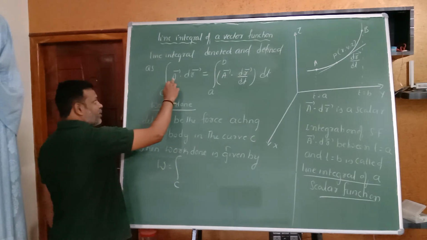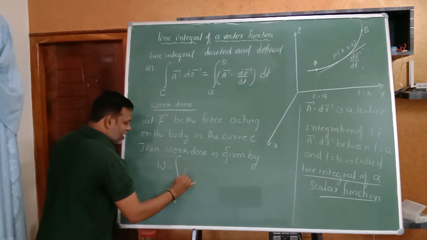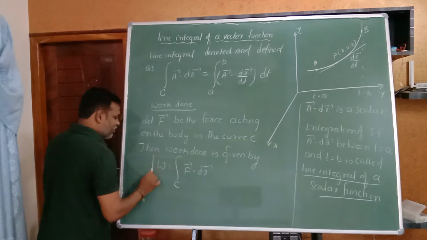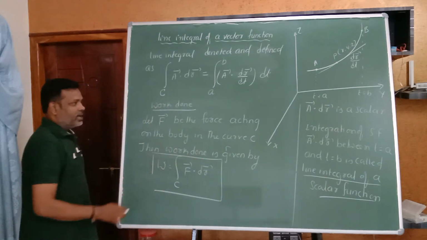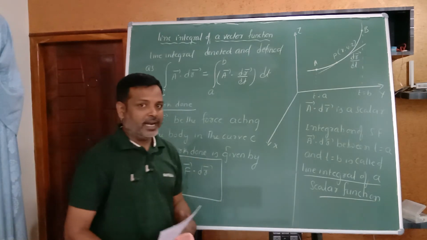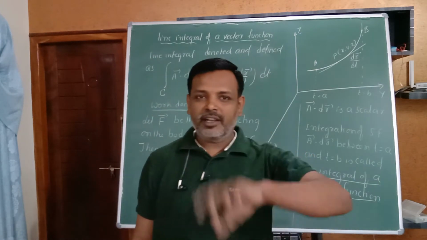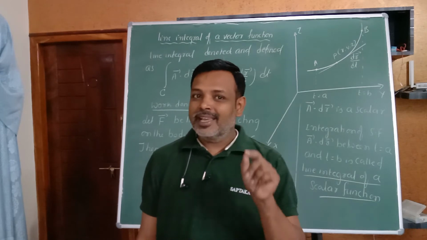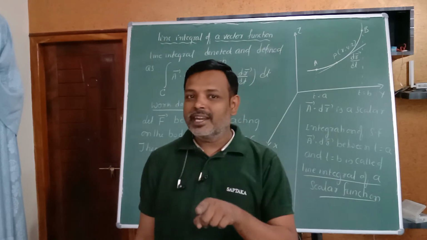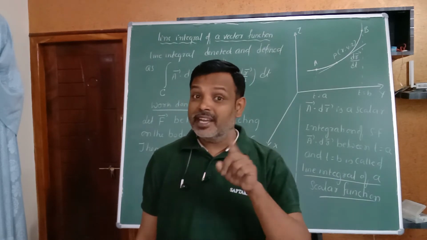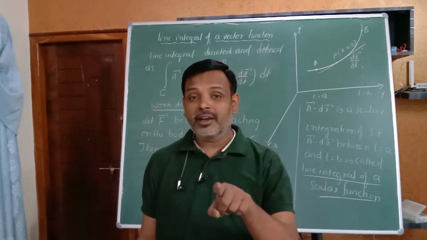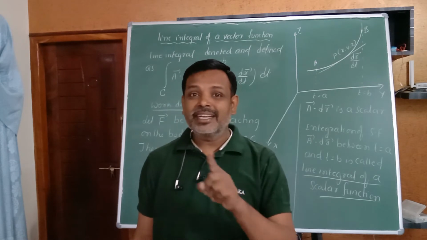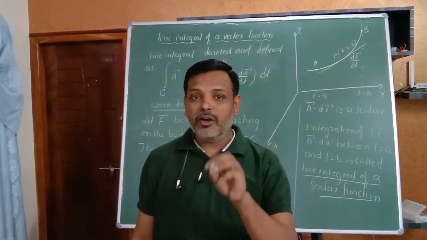So instead of A we can replace it with F vector dot dr vector. This is a formula to find the work done. Once again, understand: here A vector is a vector function, r vector is a vector equation. Then A vector dot dr by dt is a scalar function. Therefore, the integration of the scalar function A vector dot dr by dt from a to b is called the line integral of a scalar function along a curve C.